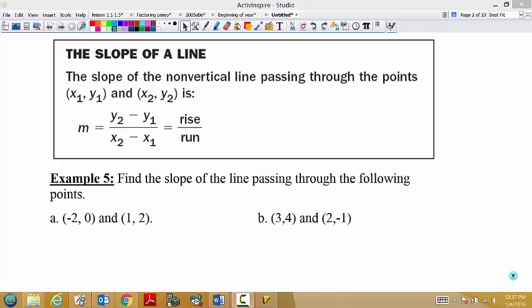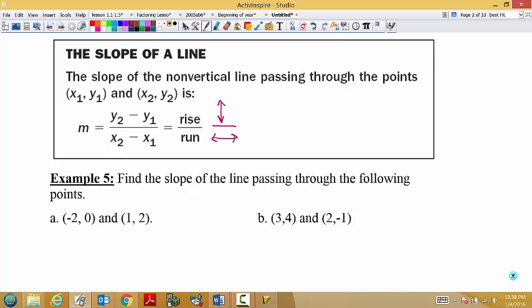This is lesson 2-3, slope of a line. This is purely a review of what you should have done in Algebra 1. It says the slope of the non-vertical line passing through the points x1, y1, and x2, y2 is y2 minus y1 over x2 minus x1, or rise over run. And if you're looking at the graph, it's the up and down over the left and right.